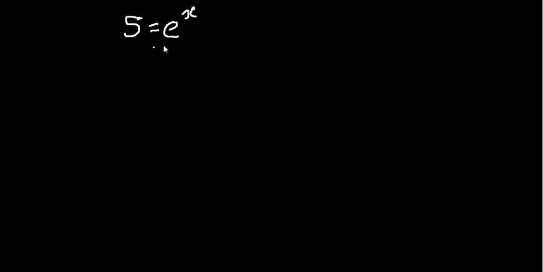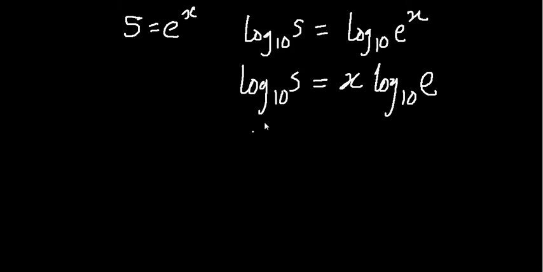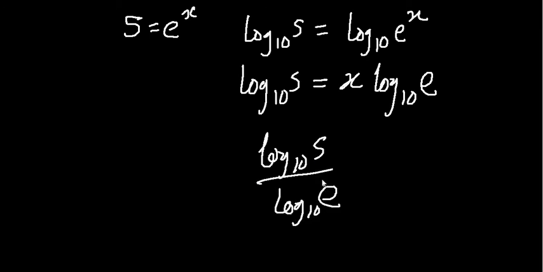Now you've learned this in Code 2. To figure out what this x is as a power of e, you'll have to take logs on both sides. In Code 2 you've learned how to do this by taking log base 10 on both sides. So you would do log base 10 of 5, and then log base 10 of e to the x, and then the x comes forward, and that's x log base 10 of e. Then you divide log base 10 of 5 by log base 10 of e, and you get x.